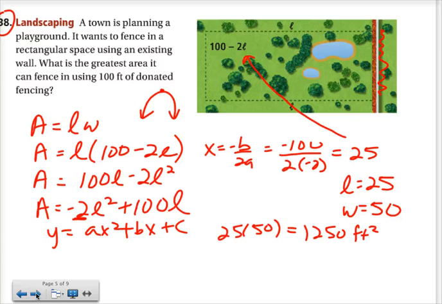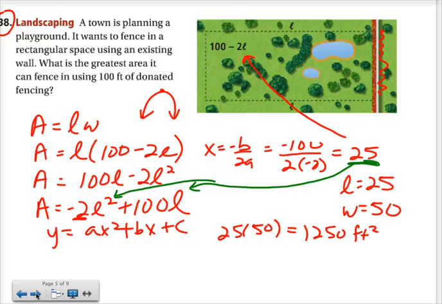Another way that I wanted to explain that you can do this is, once you get that value for X, or L in this case, you can go ahead and place that back in the formula. You will also get 1,250 square feet when you do that. So it's just a matter of whatever one you're comfortable with.